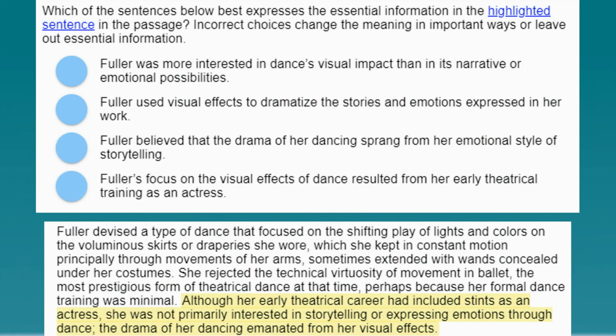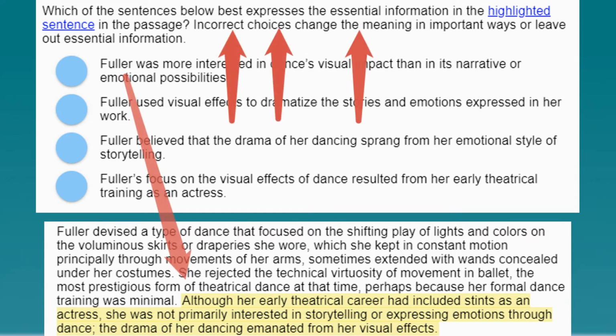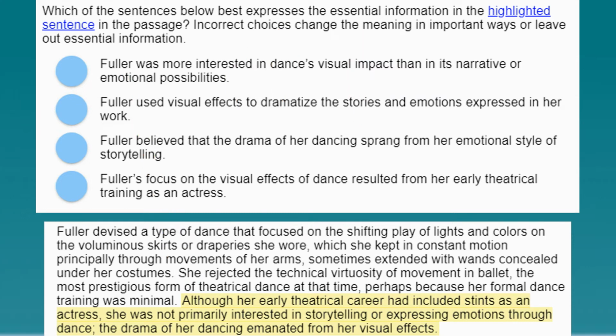Question number 7 is paraphrase or sentence simplification. In a paraphrase question, you have to find the sentence option that has the most similar meaning to the given sentence, which will be highlighted in the passage. It'll look something like this: which of the following best expresses the essential information in the highlighted sentence? Now, wrong answer choices tend to miss an important point from the passage and could misinterpret or imply a different meaning from that in the reading passage.